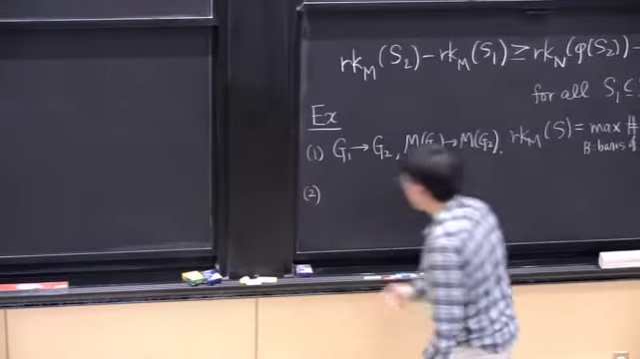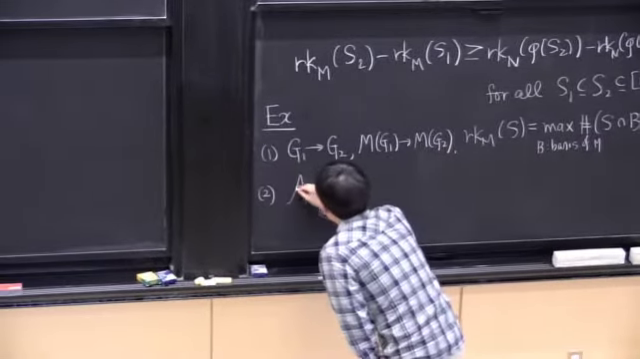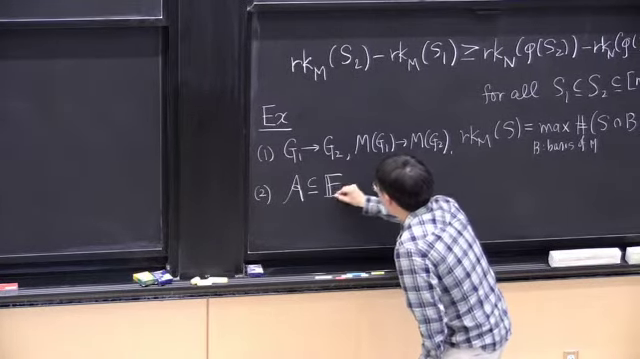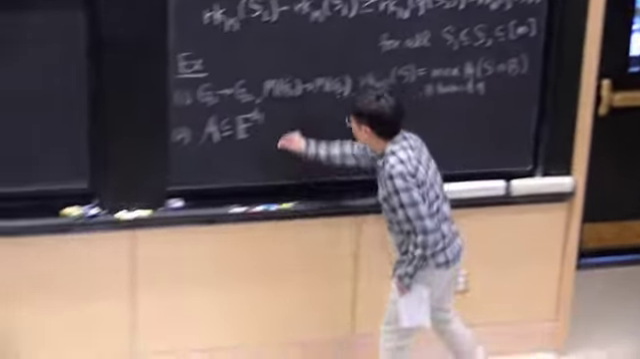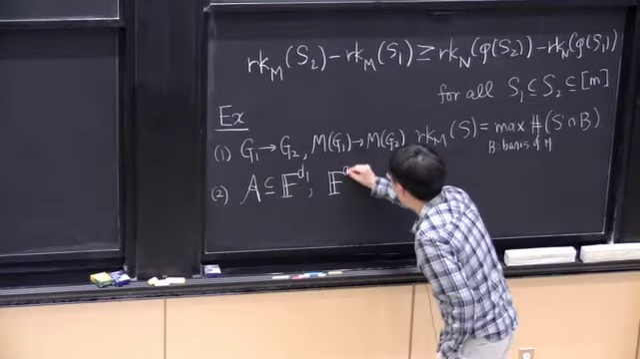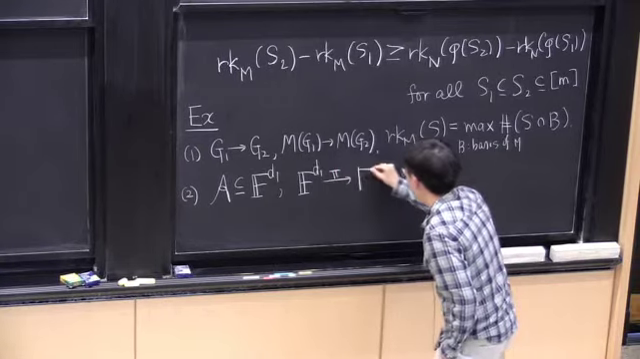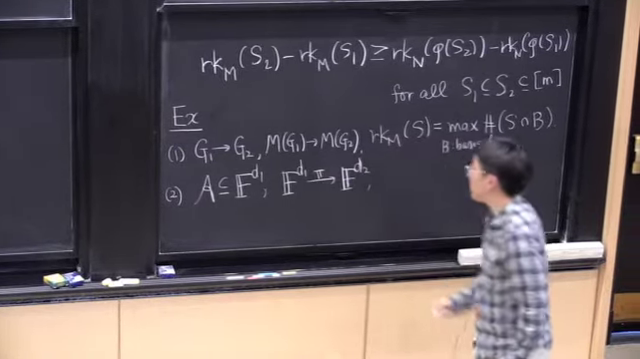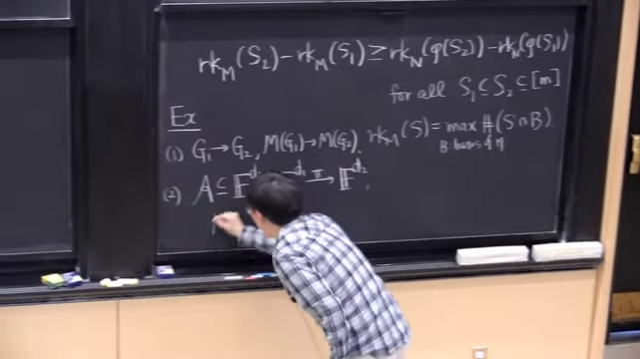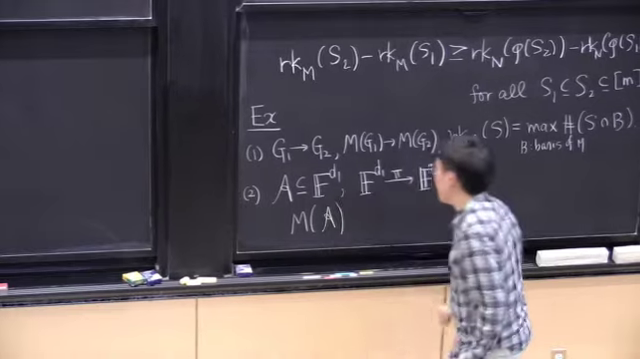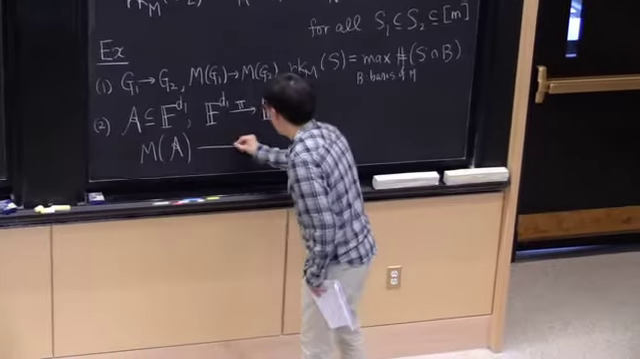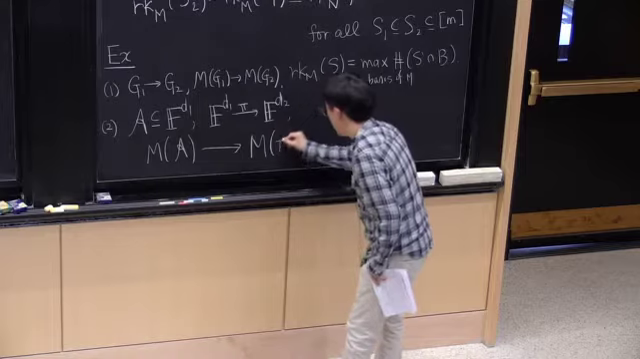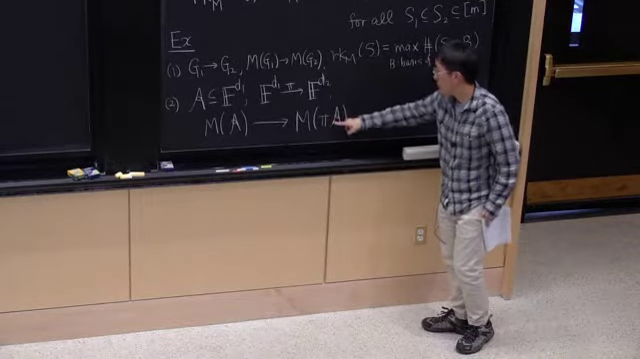And secondly, if you have a finite set of vectors A, maybe in some vector space F^d1, and if you have a linear map from F^d1 to F^d2, then you have a map between the matroid of A, collecting all the bases of the vector space contained in A, to the same matroid but for the image of A, keeping the labels.